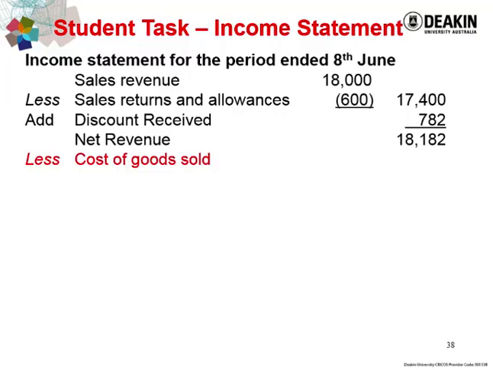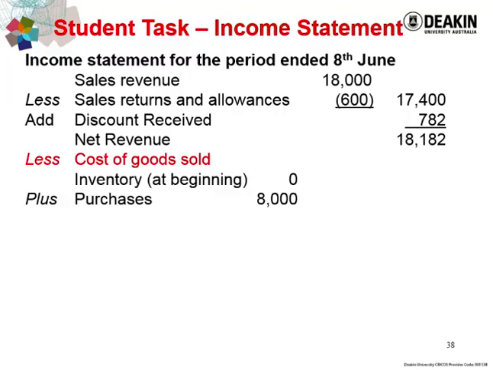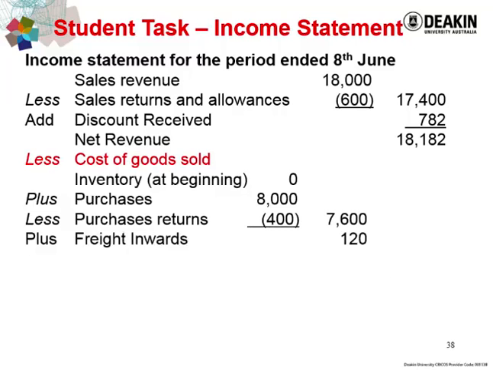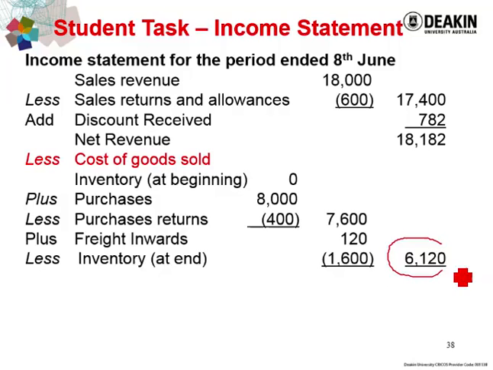We then deduct cost of goods sold. And note that cost of goods sold is derived in this method. So we have opening balance, which is assumed to be 0 in this case, plus purchase 8K, deduct purchase returns 400, and we have freight inwards, so we have to include freight inwards because freight inwards will be considered as part of the cost of inventory, 120. Then we less closing inventory as per stock take. This is given, 1,600. So our cost of goods sold is actually 6120.